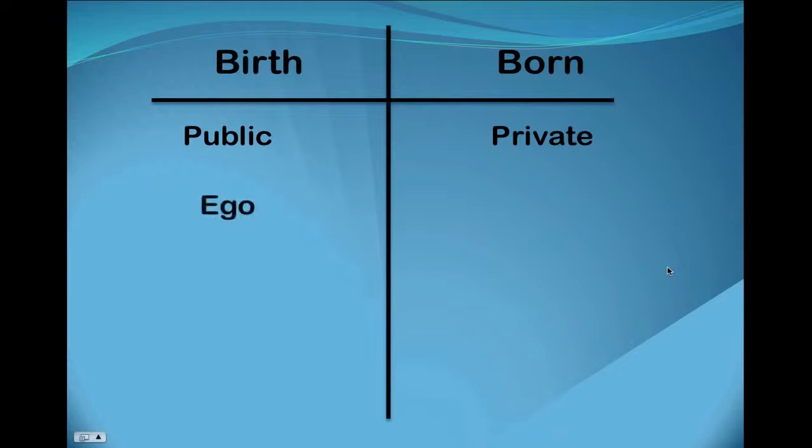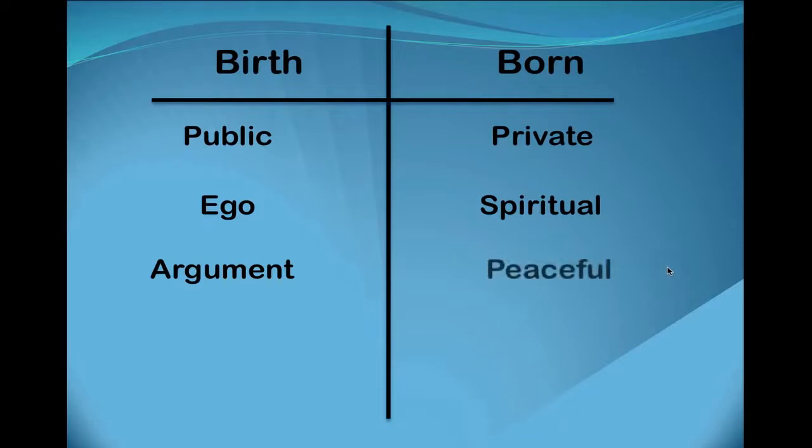On the public side, we have ego. On the private side, we have spiritual. We have argument. And where do we go when we have argument? We go to the court. The judge says, I've heard argument. I've listened to your arguments. On the private side, we must be peaceful. On the public side, we have dishonor. And on the private side, we are honorable. We honor every presentment that they give to us.